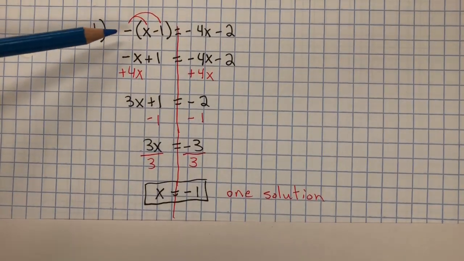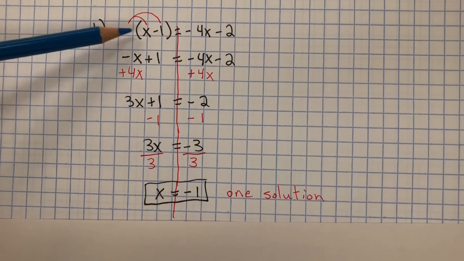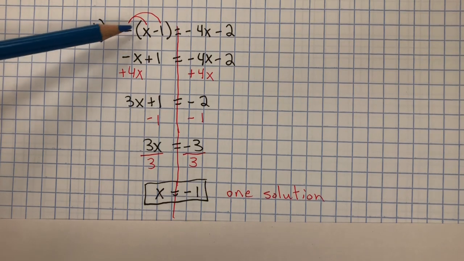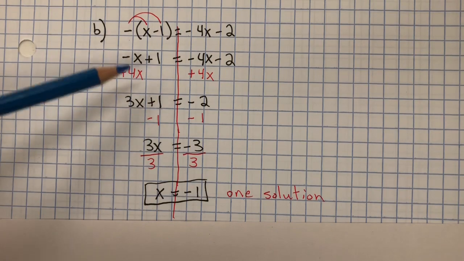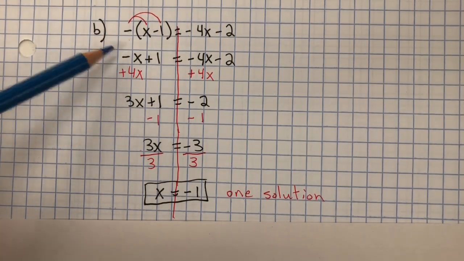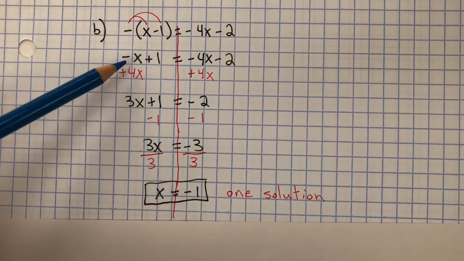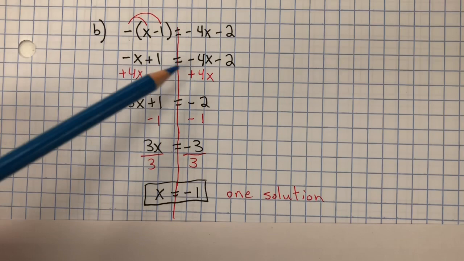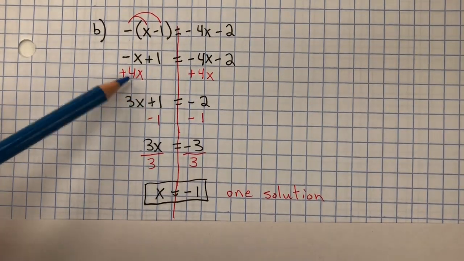In B, you need to use distributive property first. So we need to distribute this negative. Opposite of a positive x is negative x. Opposite of a negative 1, positive 1. Now we just solve for x. And I want to bring the x's to the side that has the greater value, and negative x is greater than negative 4x. So I add 4x to both sides.